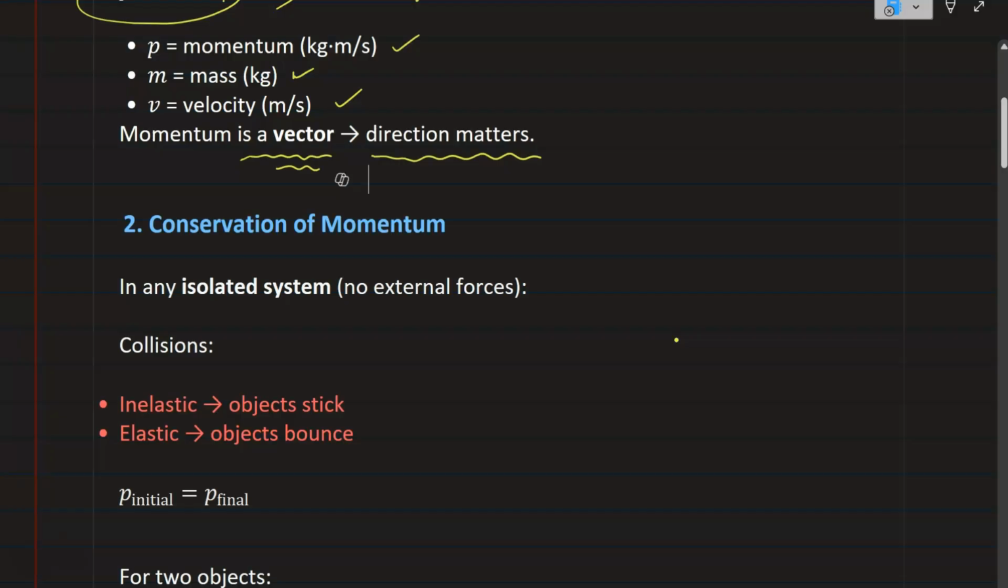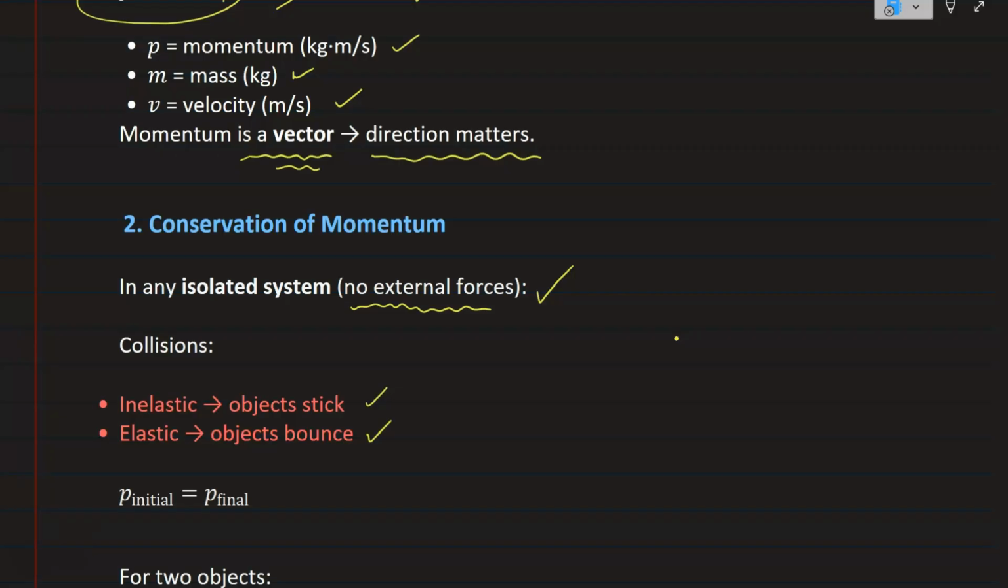In any isolated system, that means there should be no external forces acting on it, you have possibly two situations. One is called an inelastic collision, and the other one is called an elastic collision. Inelastic collision means objects stick together. Elastic collision means objects bounce. Momentum is usually used for collision analysis and the kinematics of collision.